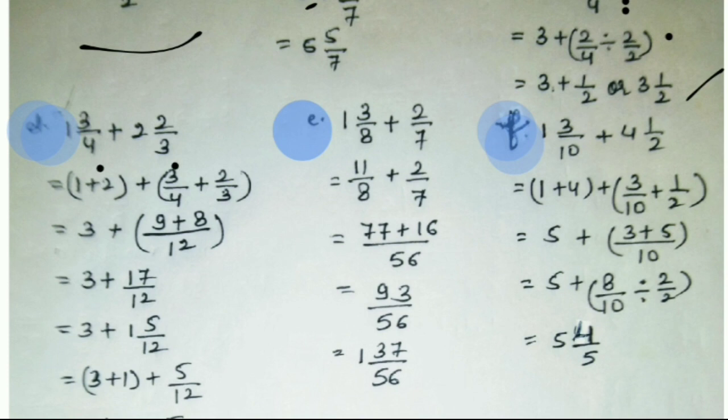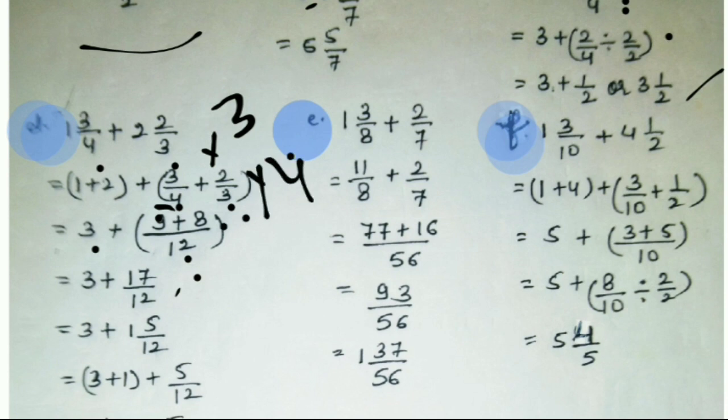In this one, when they are having different denominators, we can add the whole numbers first, 1 plus 2, so that will come 3. Then 3 by 4 plus 2 by 3. In this one, we will find the LCM first. LCM will come 12, and we know that in the 4 table, 12 will come 3 times, so multiply by 3. 3 3s are 9. And in the 3 table, 12 will come 4 times, so multiply by 4. 2 4s are 8. So 9 plus 8 is 17.